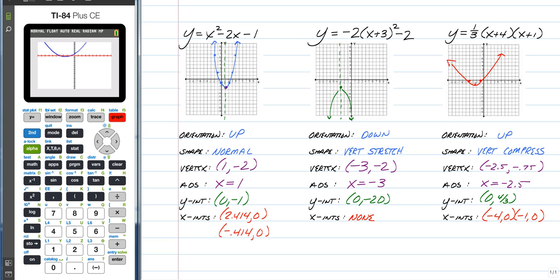And here you go. If you found a vertex at -2.5, -0.75, and an axis of symmetry at x equals -2.5, you are correct. You just had to find a minimum with your left-bound, right-bound guess. The y-intercept, if you press the second graph, your table would have told you that it's 0, 1.333. However, we know that's also 4/3. Either one is correct. All right, so that's how you use your graphing calculator to assist you with graphing quadratics.